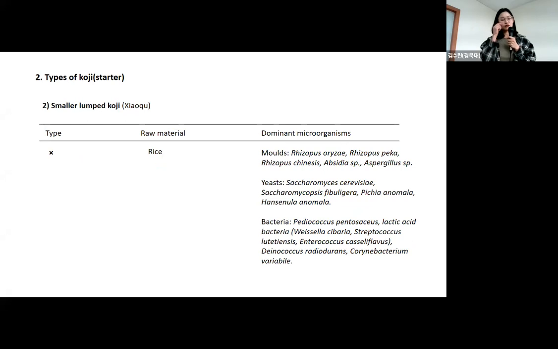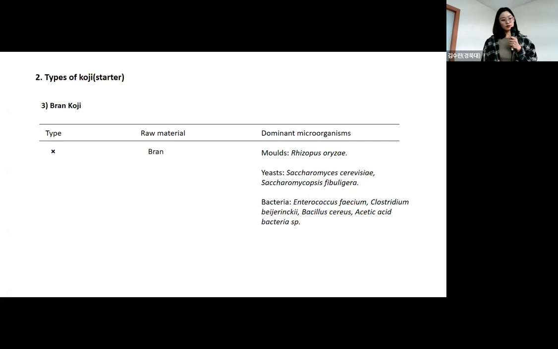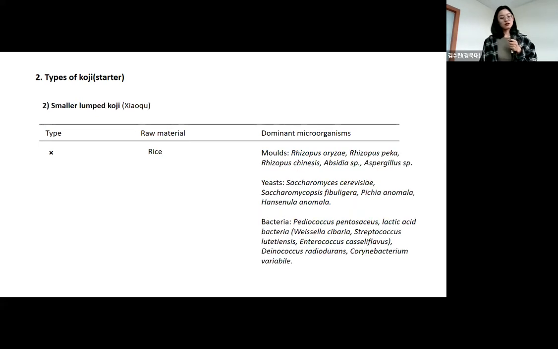The second and third koji are smaller lump koji and bran koji. For these two types of koji, there is no temperature limit. And the raw materials of smaller lump koji and bran koji are rice and grain. And the dominant microbes also include a variety of mold, yeast, and bacteria.